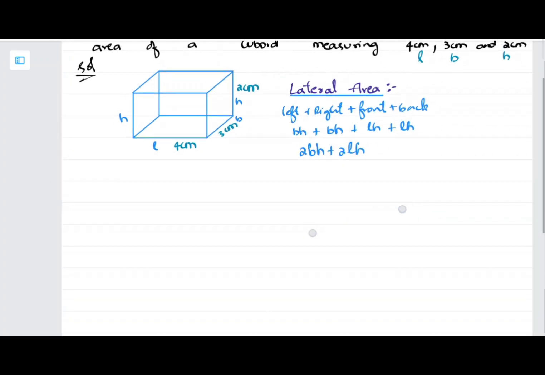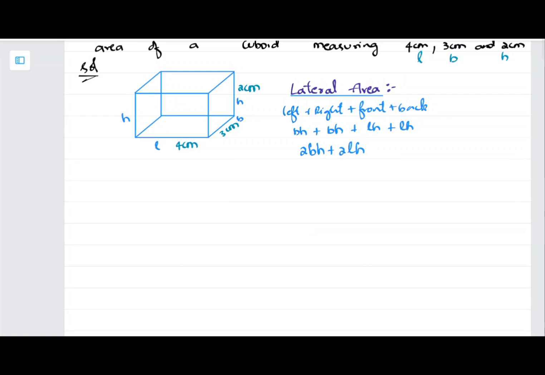What is common here? We have already done factorization and linear equations. 2H is common. So L plus B. The lateral surface area formula is 2H of L plus B. So 2 into height, which is 2 centimeters, into length 4 plus breadth 3, which is 7. 2 into 2 is 4, and 4 times 7 is 28 centimeters square.